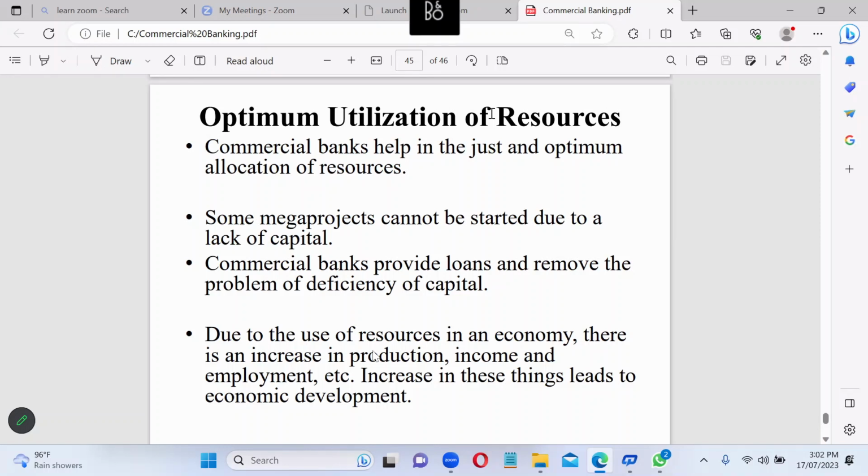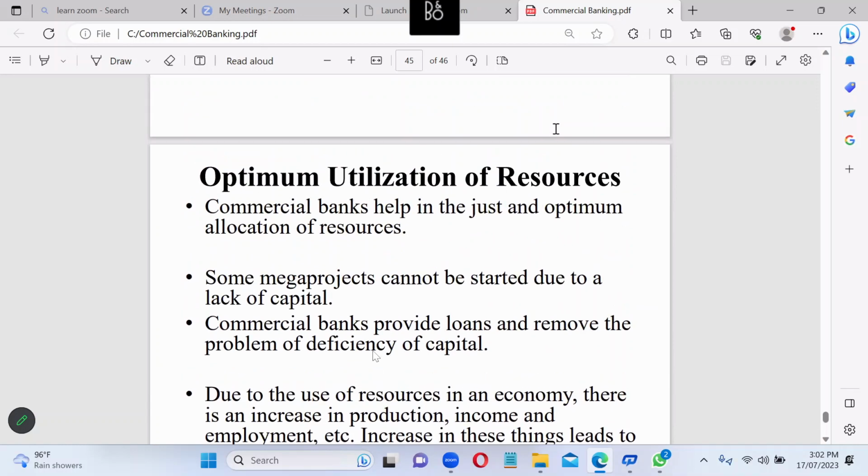Due to this use of resources in the economy, there is an increase in production. Once income increases, we reduce unemployment and the lifestyle also improves. Once the lifestyle improves, economic development increases.